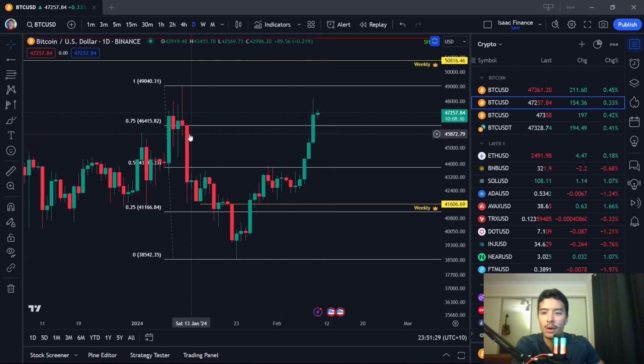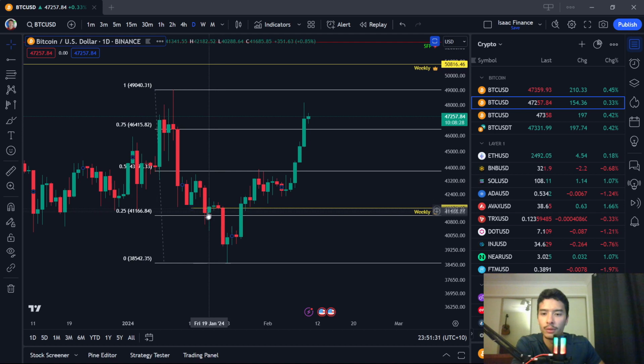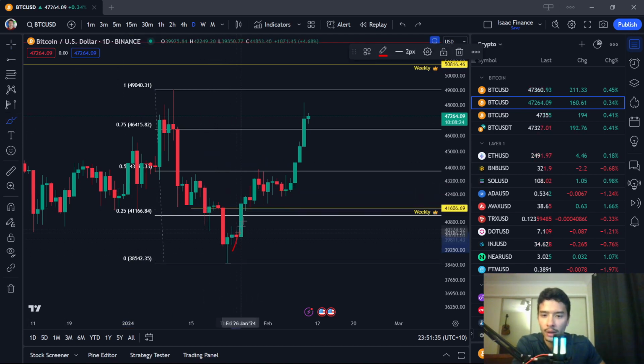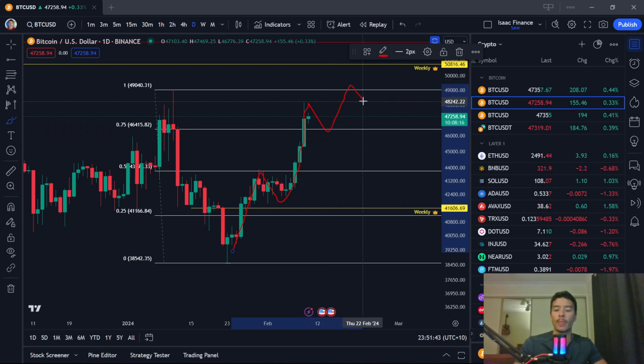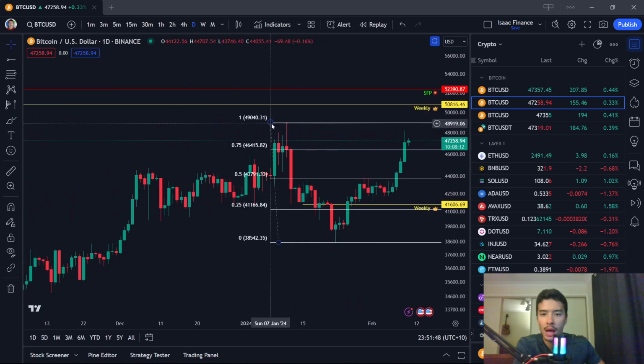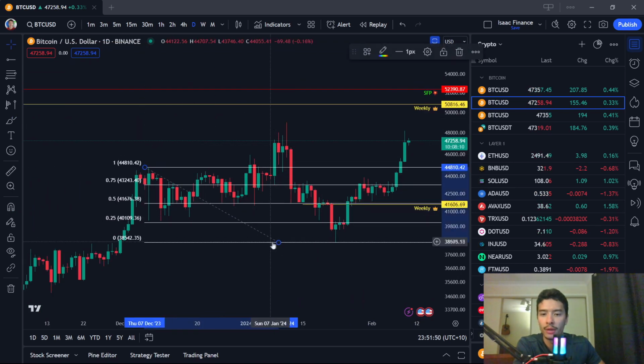Another thing I like to point out is how nicely it has bounced off these levels. So you saw price hit that low, come up, hit the high, come down, come up, and now we're trading in this region here. So we can potentially see that to the high there too, which would be a nice thing to occur for me, in my opinion.